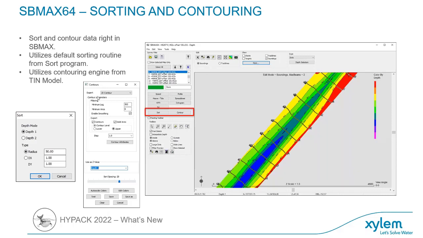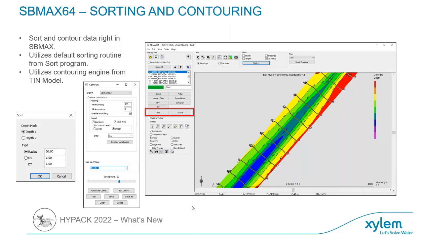And here's a nice feature too. In SB Max 64, we've added built-in sorting and contouring. The idea here is that you're doing a quick survey, and you want to run the sort program. It takes quite a few steps. You have to run the sort program, take your XYZ into the TIN model, run your contour, display it in the shell and everything. Well, now all of that is built into SB Max.